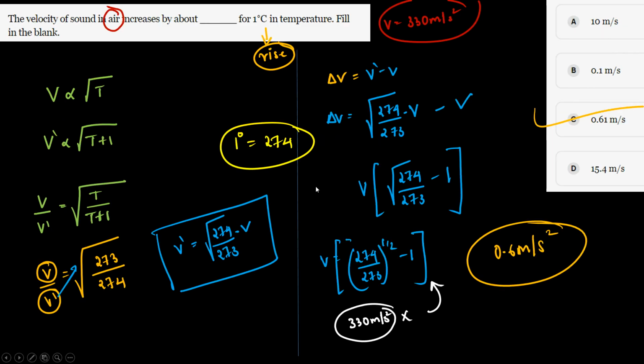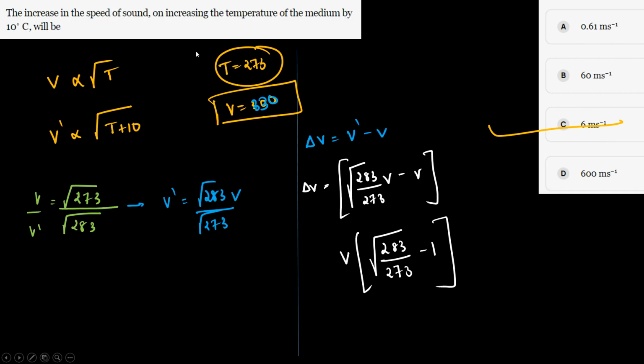However, you can solve it this way. But if you already have solved this one, you already know that for 1 degree it is 0.6. So for 10, it should be just multiplied by 10. You will be getting your answer. Or you substitute, you should be getting your answer this way. Okay. I hope you are able to understand.